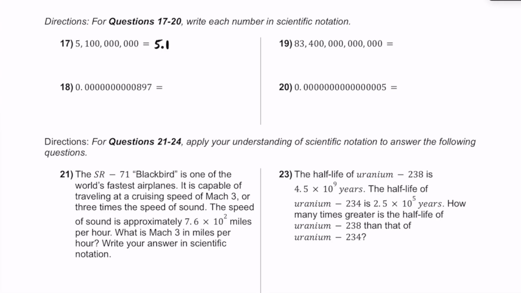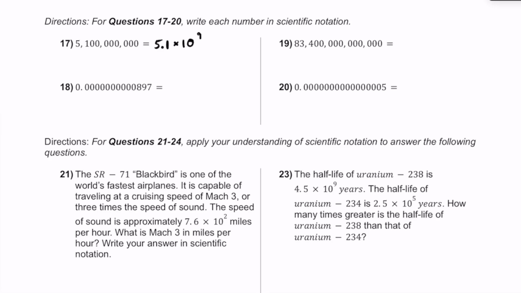All right, so 5.1 multiplied by 10 to the, and then how many times would we move over? Well, we made it 1,000 times smaller, 1,000,000 times smaller, 1,000,000,000 times smaller. So it's going to look like we moved over 9 times. So it's going to be 5.1 times 10 to the 9th power here.